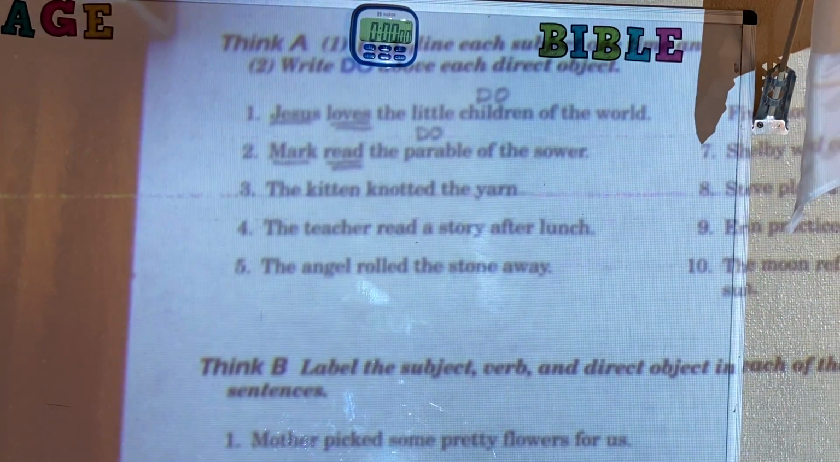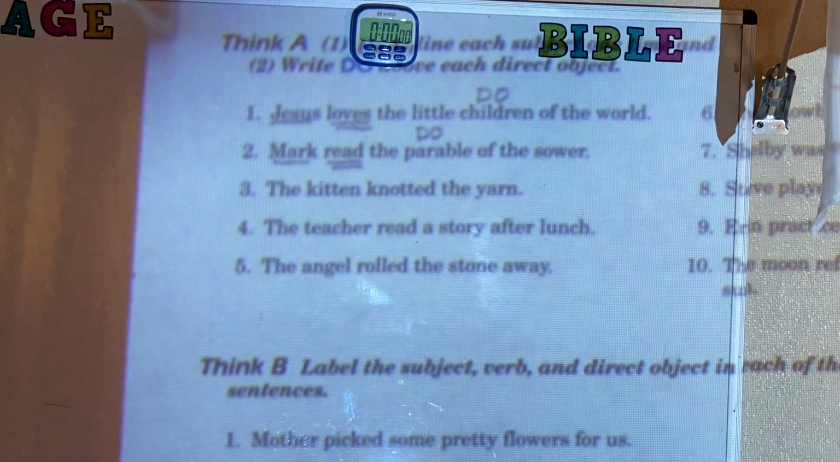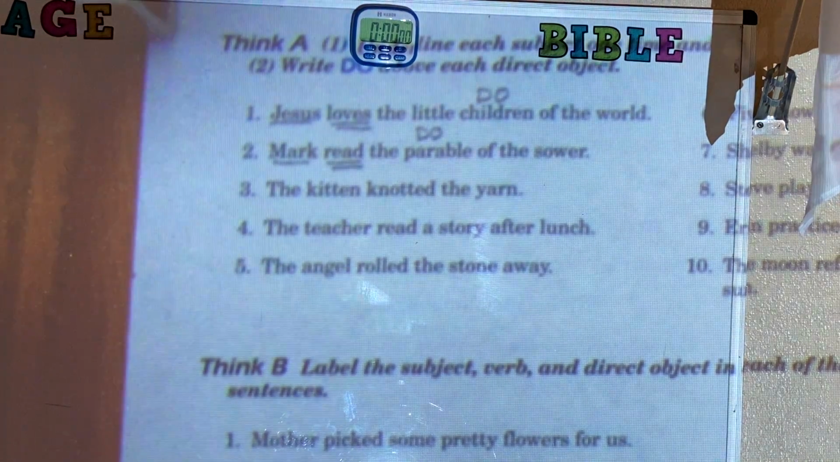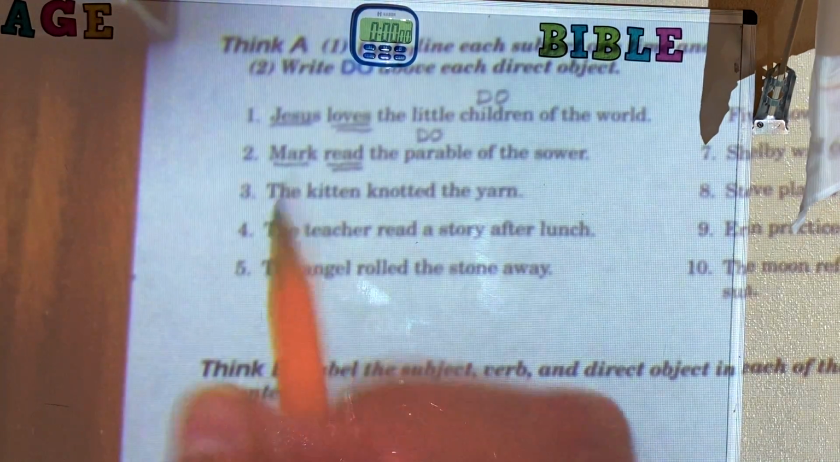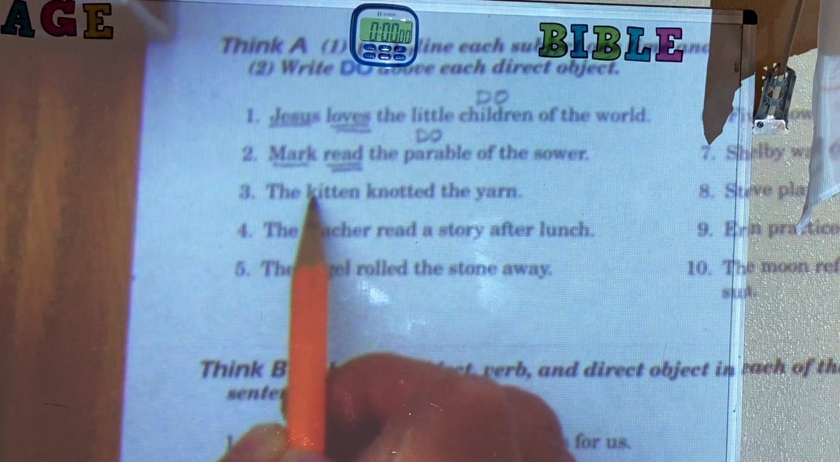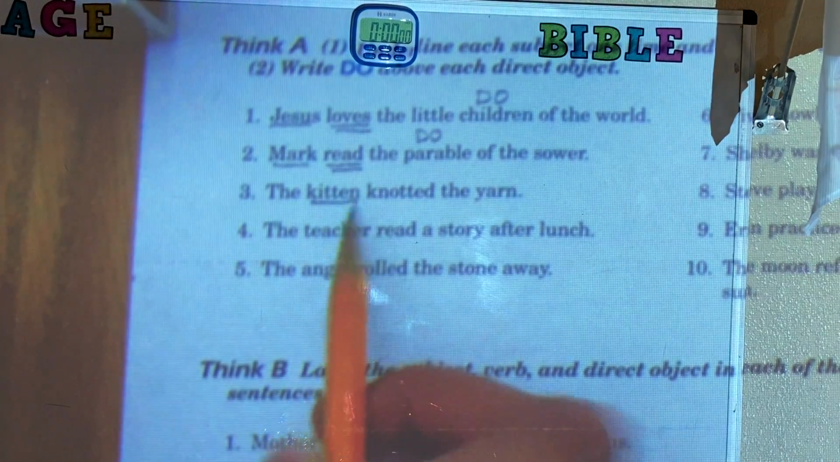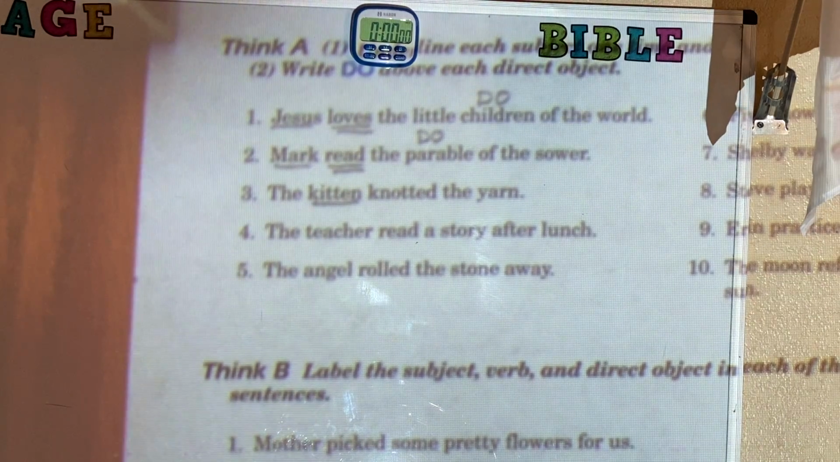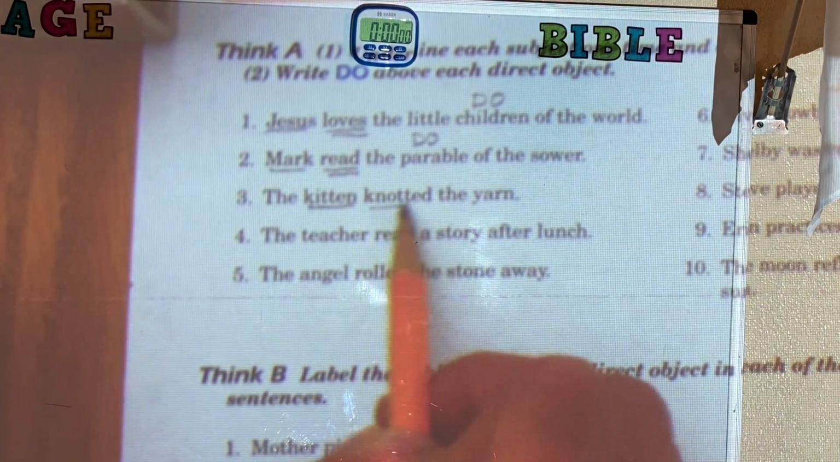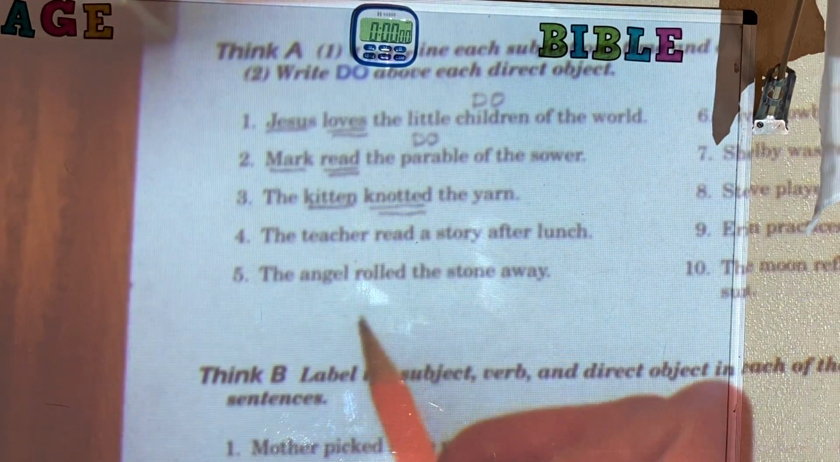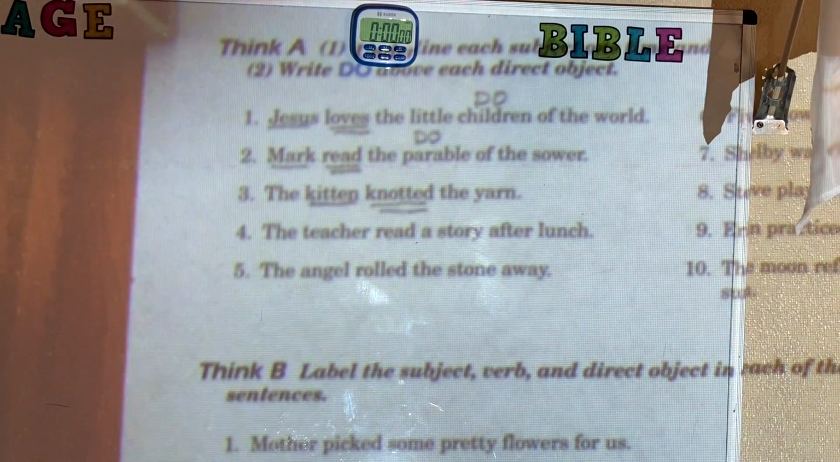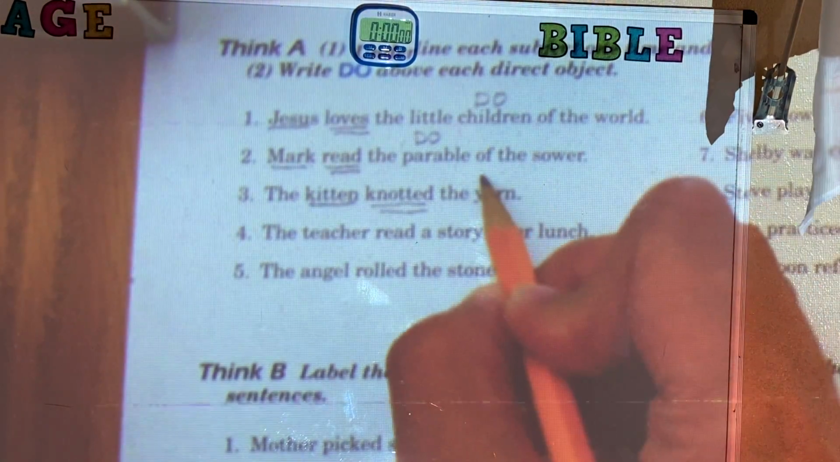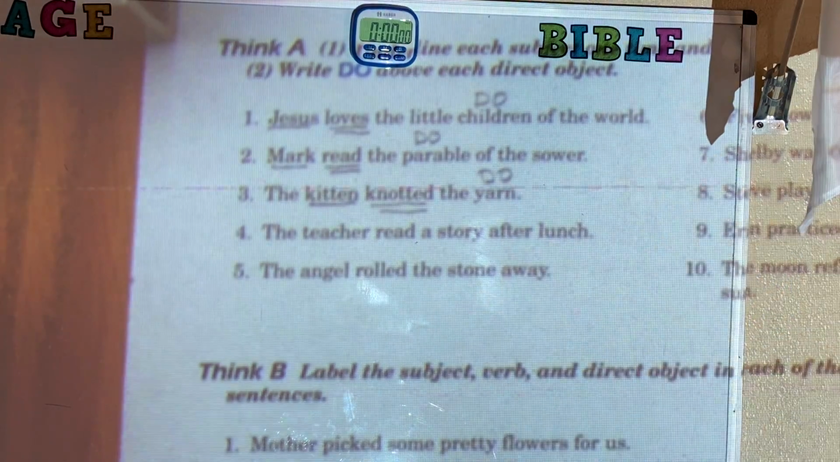Number 3, the kitten knotted the yarn. So who are we talking about? The kitten. So kitten will be underlined once because that's the subject. What did he do? He knotted, so that's the verb. We underline twice. And what did he knot? The yarn, so that would be our direct object.